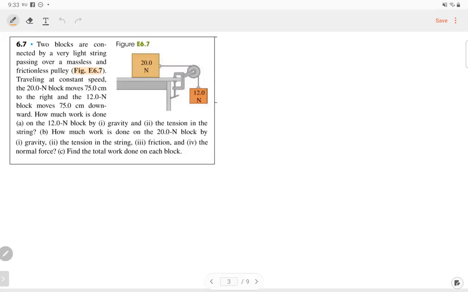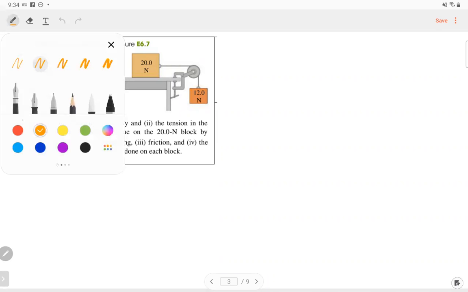And we have a problem to help you understand how work is calculated by the equation. So we have two blocks, and the weights are 20 Newton and 12 Newton. These two blocks are connected by a string and they move 75 centimeters. The 12 Newton block moves down and the 20 Newton block moves rightward, and there's no friction. The question is, for the 12 Newton block, calculate the work done by the gravity and the tension.